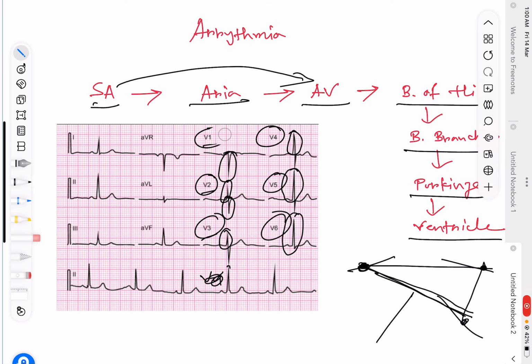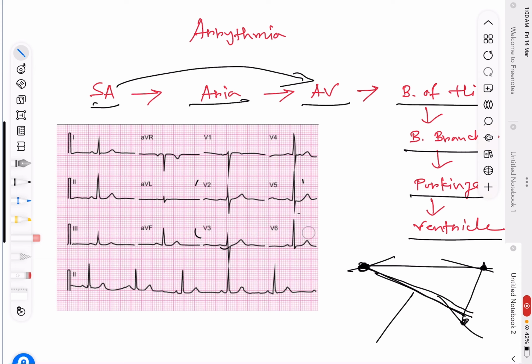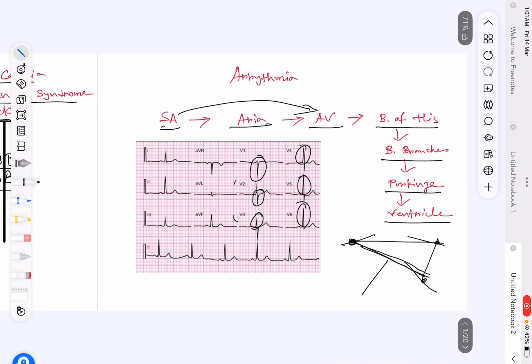Okay, listen again to what I told you. What we see in leads V1 and V2 is RS. This is RS, this is RS. So in leads V1 and V2 we'll see broad RS, and in leads V3, V4, V5 and V6 you will find broad R wave. This is what we will find in left bundle branch block. Clear?